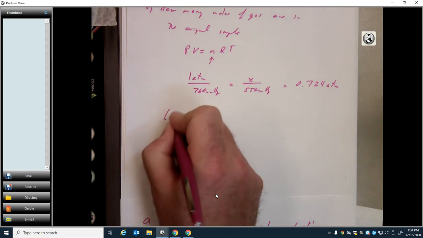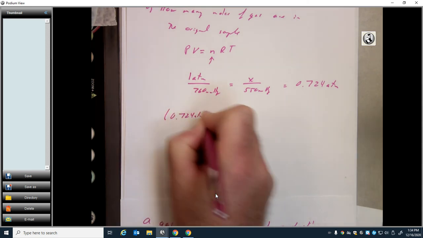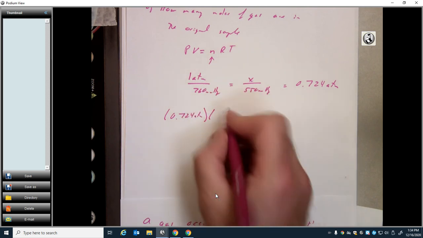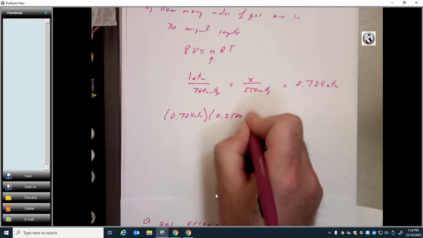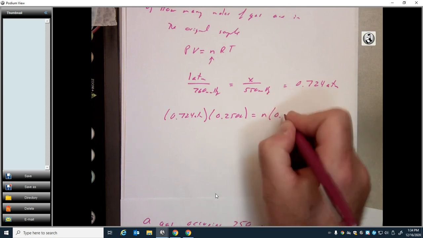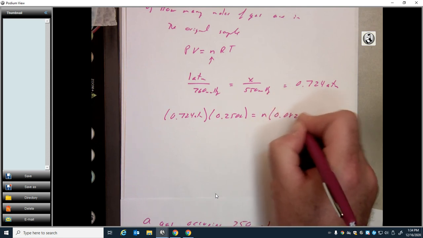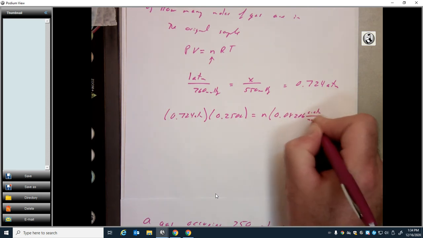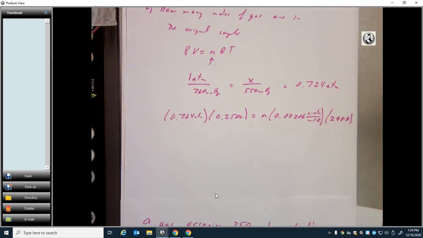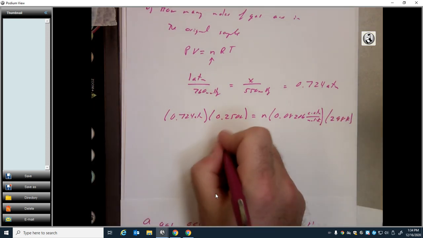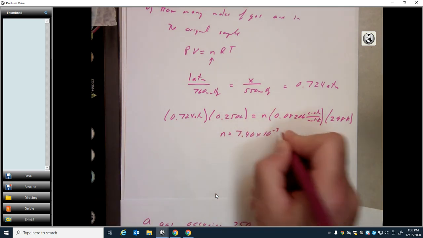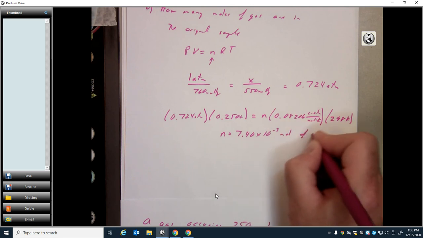So now I can just say 0.724 atmospheres times my volume, and now it has to be in liters because I'm using the universal gas constant, 0.250 liters. I want to know how many moles it is. The universal gas constant is 0.08206 liter atmospheres per mole Kelvin, and we are at 298 Kelvin. So it turns out that we have 7.40 times 10 to the minus third moles of gas.